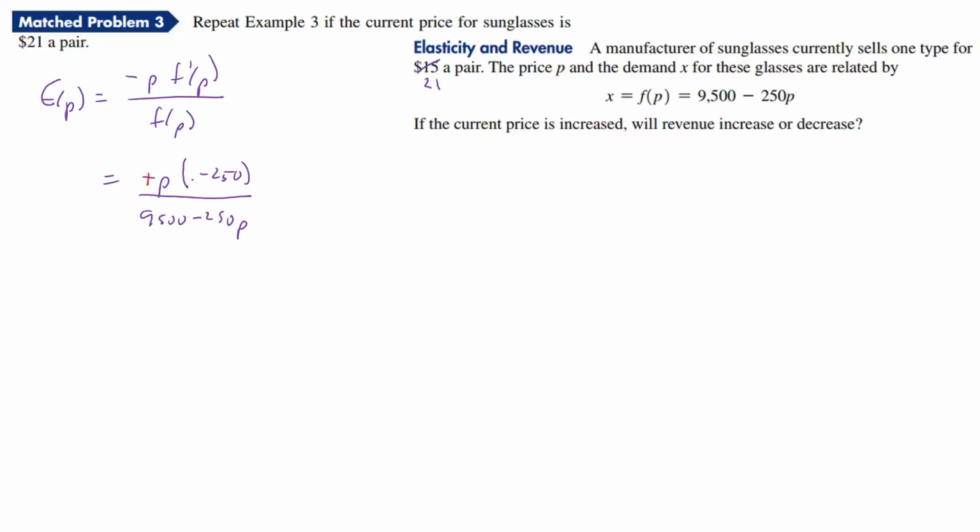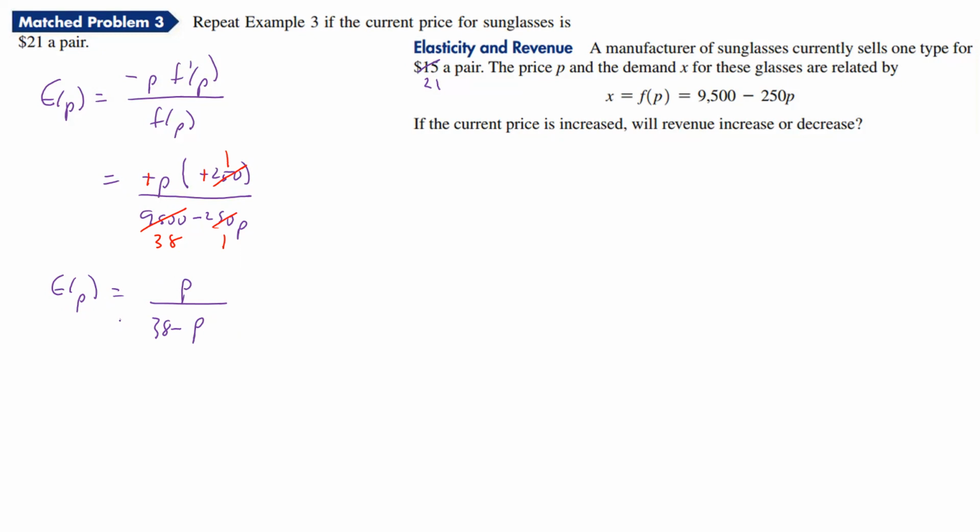All right, so let's think about what we can cancel here. This minus cancels this minus, makes that a plus. And if we divide, 250 will go into 9,500 how many times? Let's see, 38 times. So we can cancel 250 here and here, and so here we have a 38. Here we're going to have a 1. And so we've reduced this. E of P now is just P over 38 minus P. All right, so that's our elasticity function now.